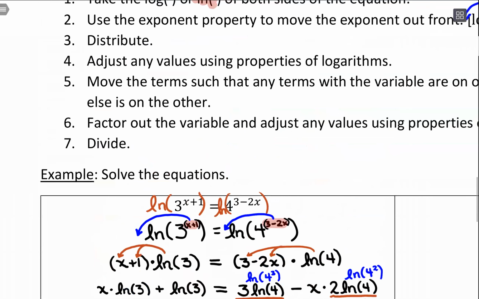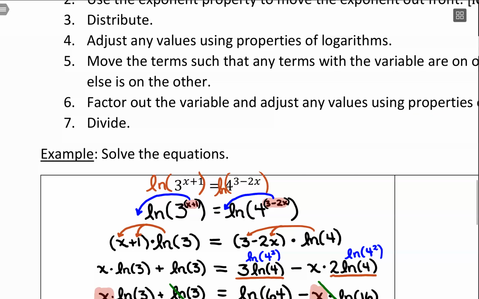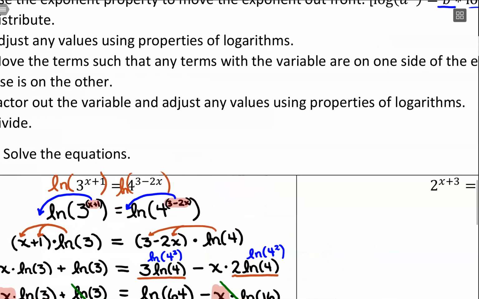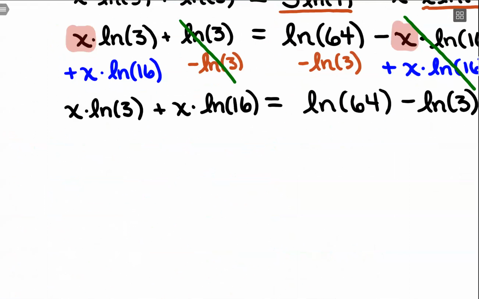Okay, so that was step 5. Step 6 is to factor out our variable and adjust any values using properties of logarithms. So what we're going to do is factor out x. Factoring is the idea of dividing it out from each term, so it's like we're dividing by x and dividing by x. So we get this x out front.